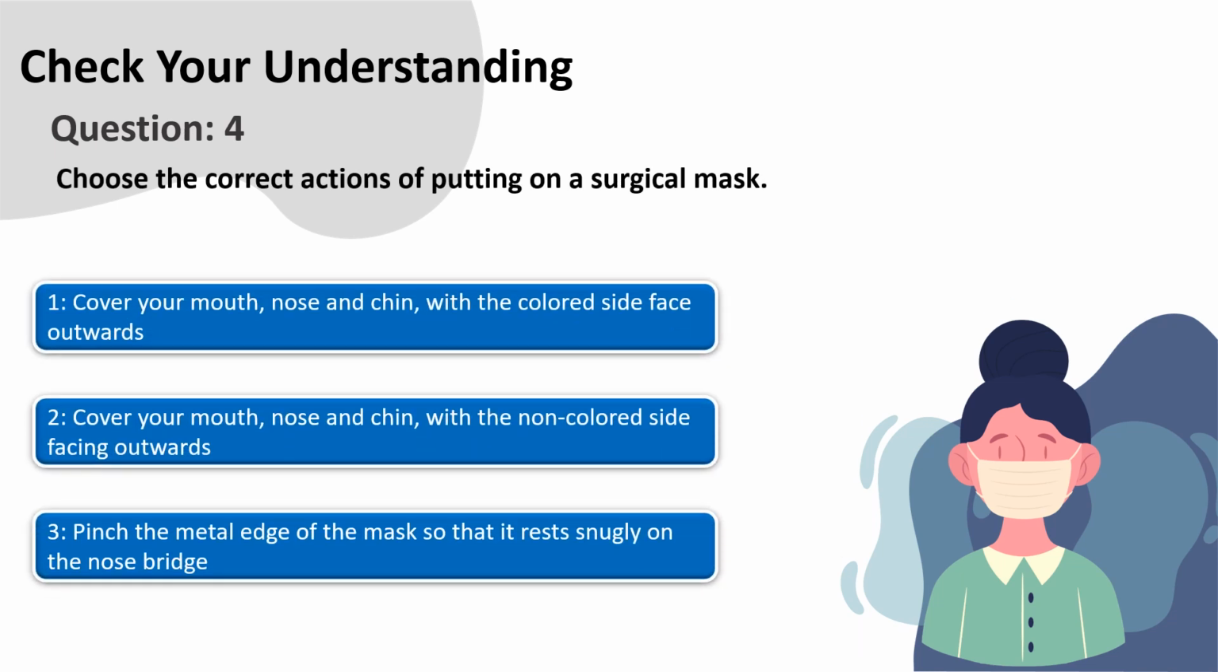Check your understanding. Question 4. Choose the correct actions of putting on a surgical mask. 1. Cover your mouth, nose and chin, with the colored side facing outwards. 2. Cover your mouth, nose and chin, with the non-colored side facing outwards. 3. Pinch the metal edge of the mask so that it rests snugly on the nose bridge.